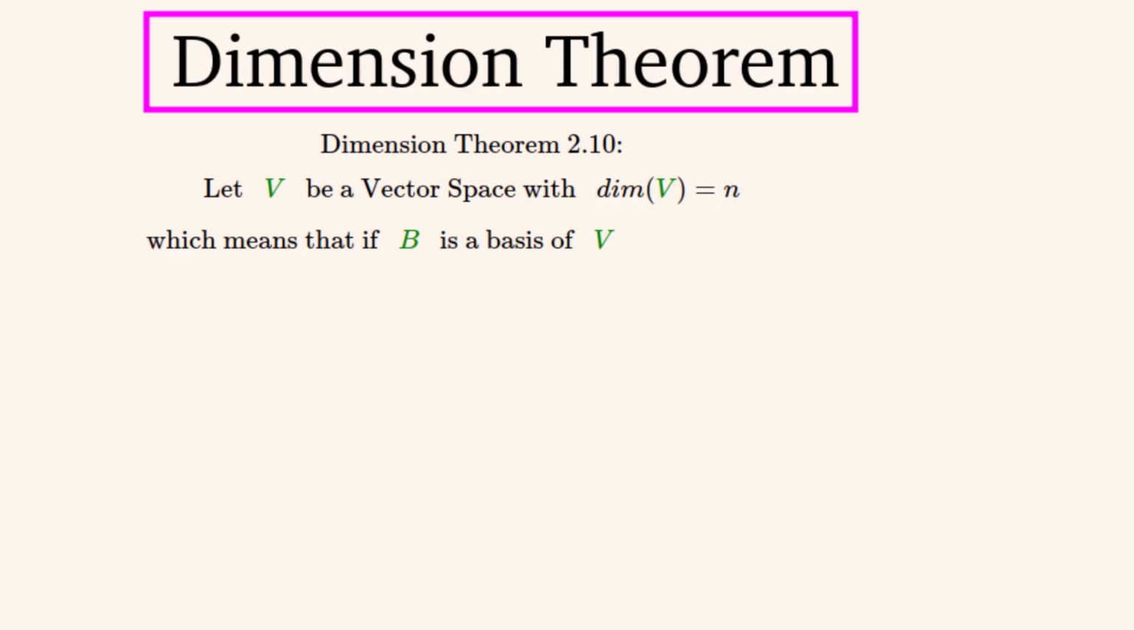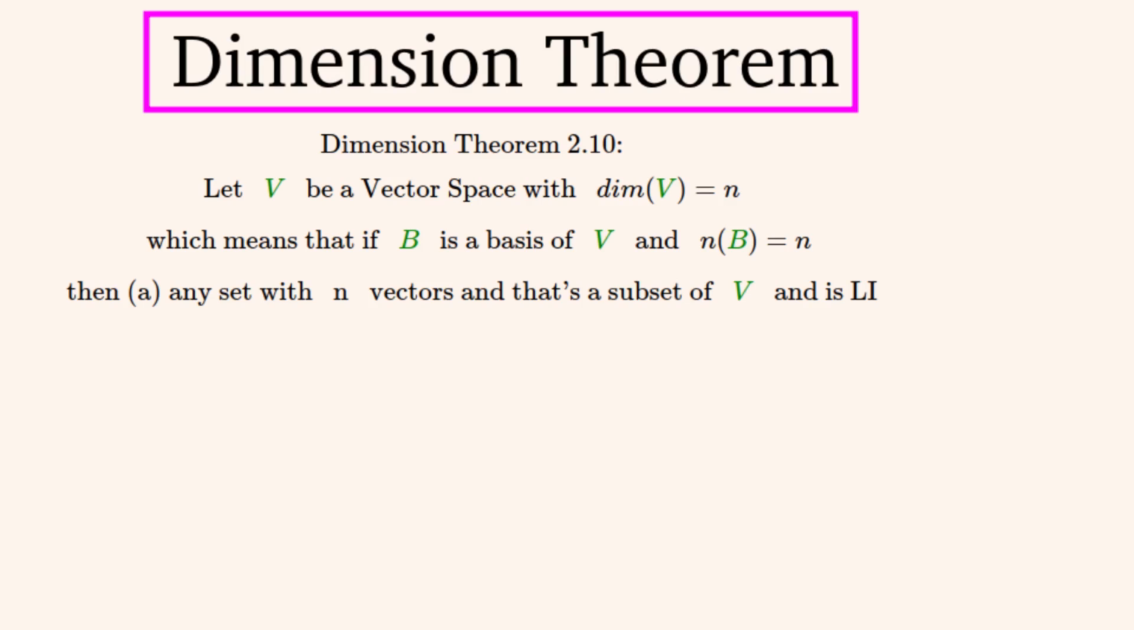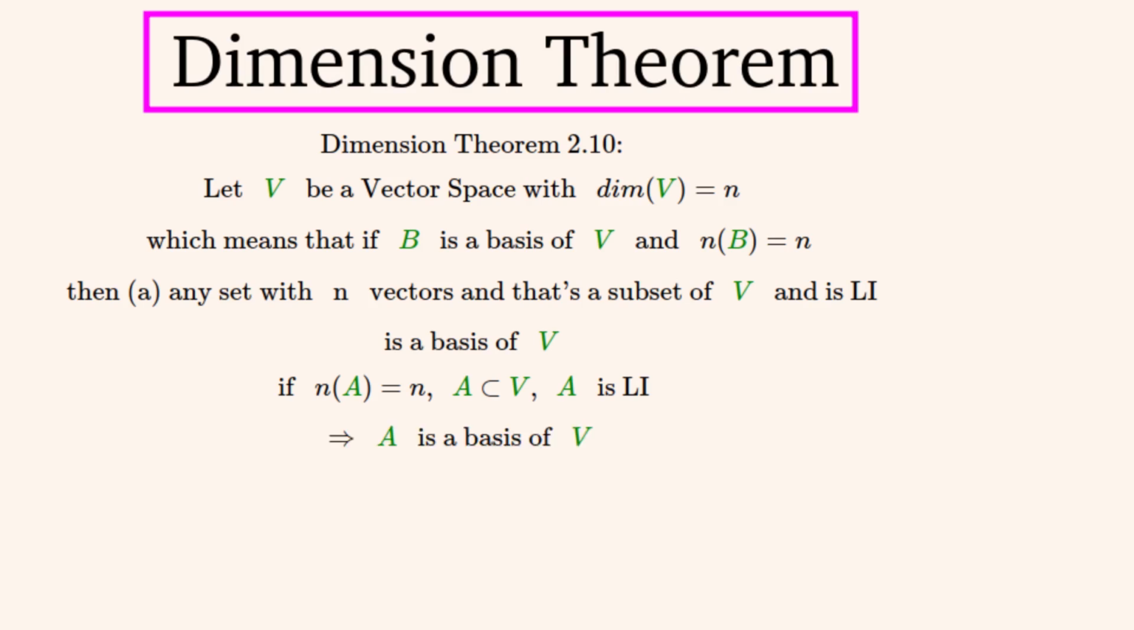So this theorem says that given a basis of V called B here, and B has n elements or vectors in it, then any set with n vectors, that's a subset of V and that's linearly independent, denoted by Li, is a basis of V. If a subset of V is linearly independent and has n elements, then it's a basis of V. So I'll just write it out in math symbols as much as possible. So if A has all of these properties, then it's a basis of V.